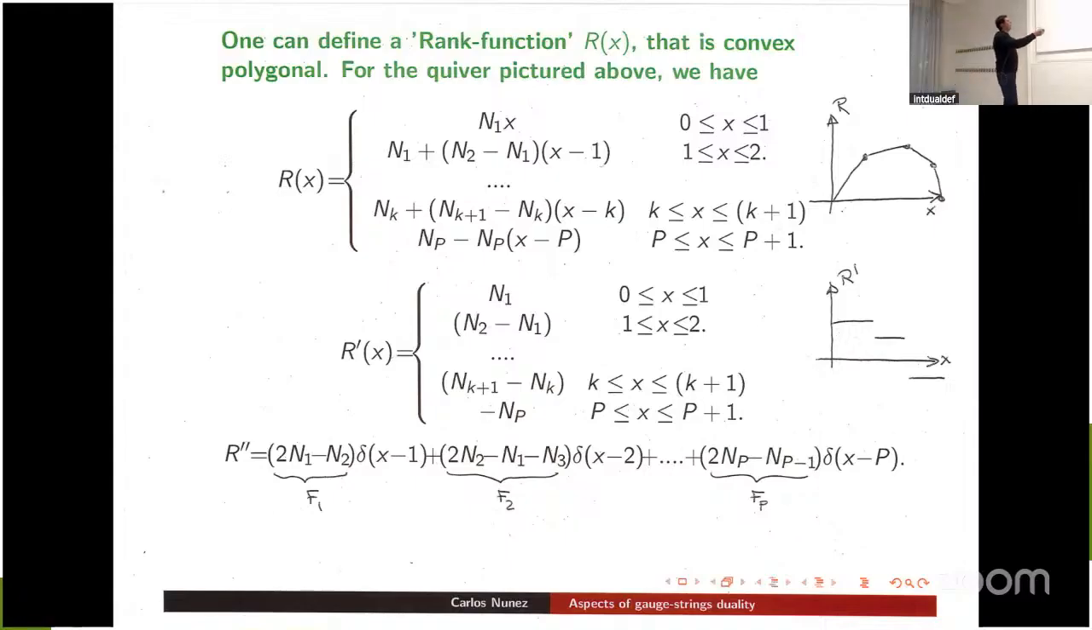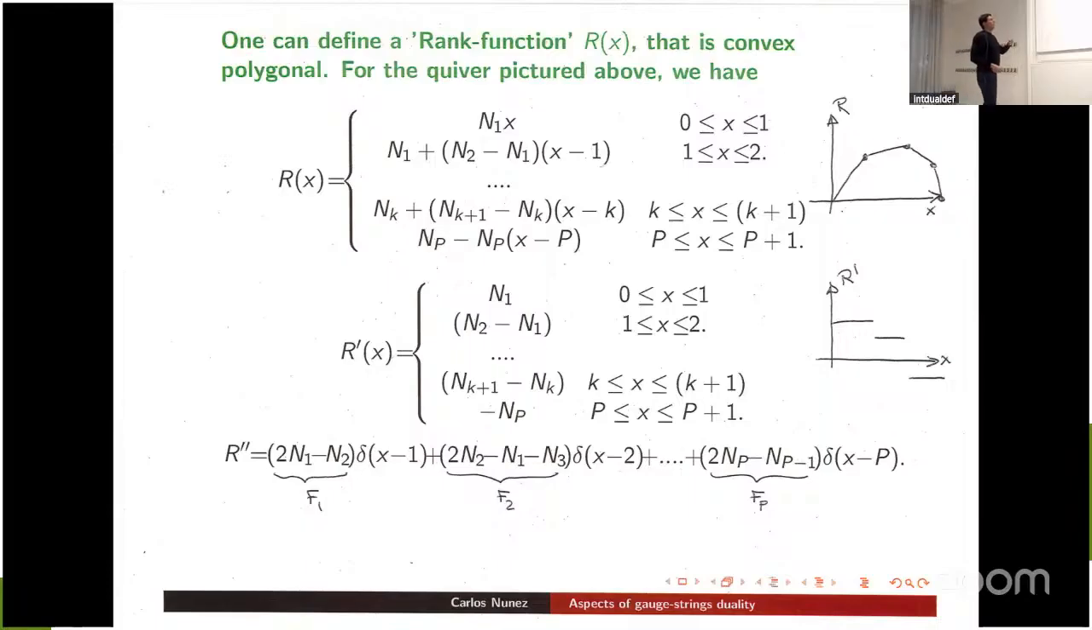The function is written there, is a continuous function made out of straight lines, right? So it's what is called a convex polygonal. And the function is 0 at 0, is 0 at p plus 1, so it begins and ends in 0. At 1 is n1, at 2 is n2, and like that, at p is np, okay? So you can see the function is plotted there on top.